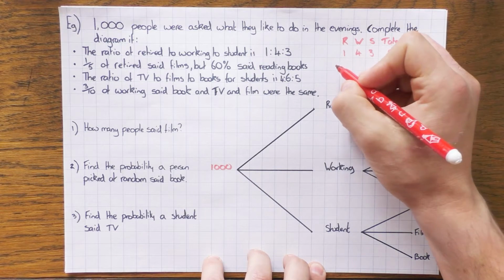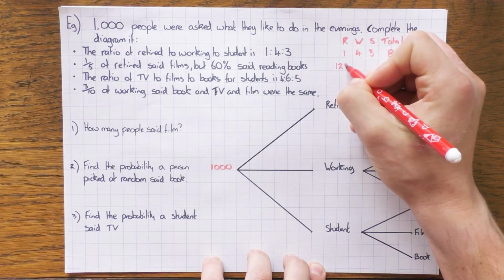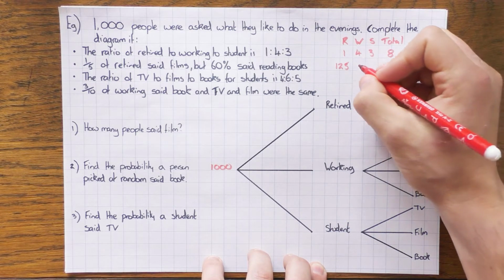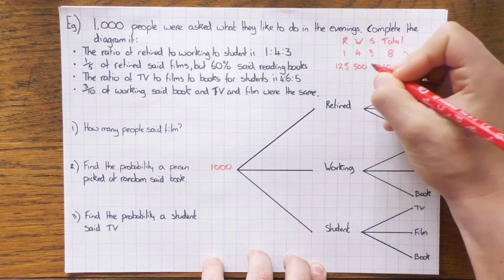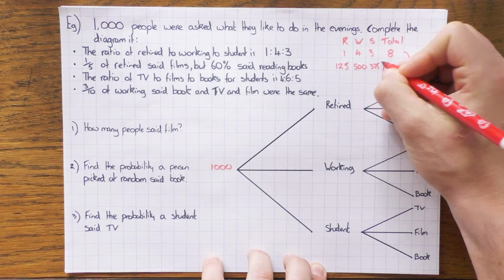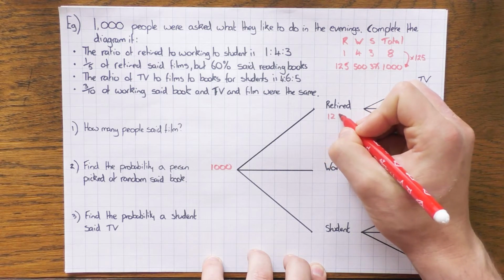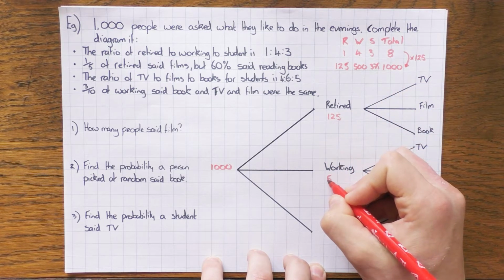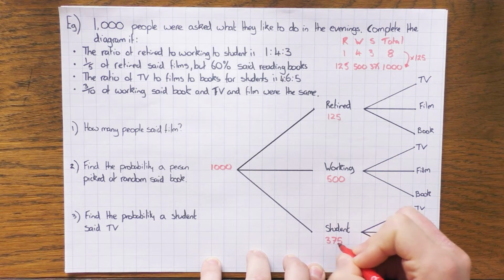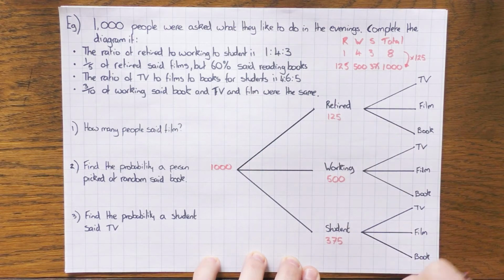So 1 times 125 is obviously 125, and then 4 times 125 is 500, and then 3 times 125 is 375. So we can just add those onto our diagram there. Excellent, so that's the first bit done, tick, lovely.